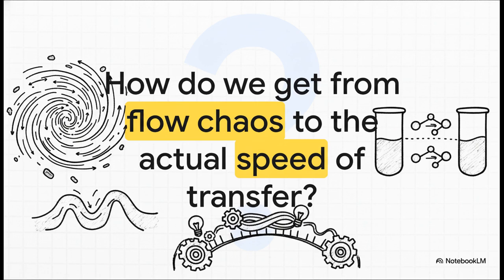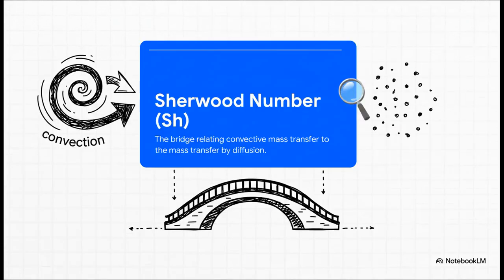But how in the world does that tell us how fast individual molecules are actually jumping from one place to another? The answer is another special number. It's called the Sherwood number. And its whole job is to be the bridge. It connects the big picture fluid motion, all that turbulence and swirling, with the tiny molecule-level action of things spreading out. It is the missing link.